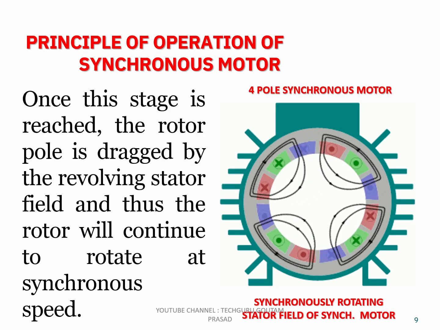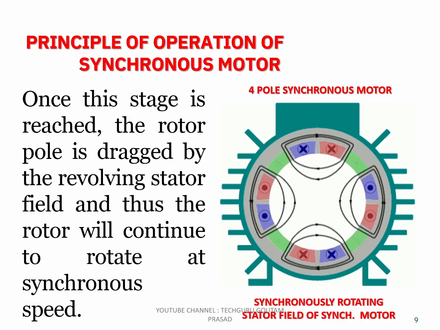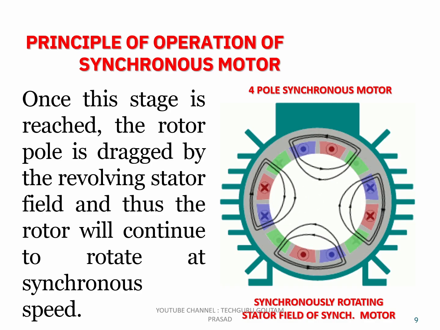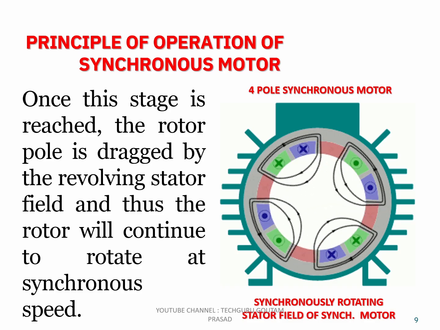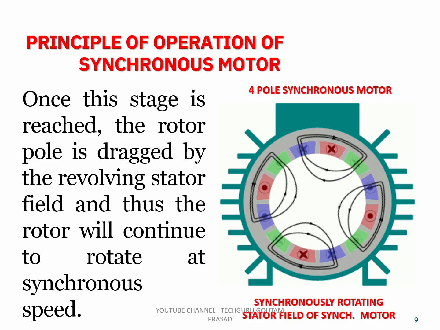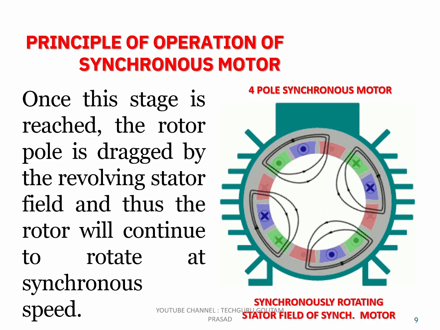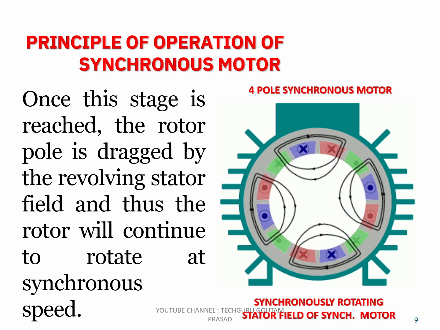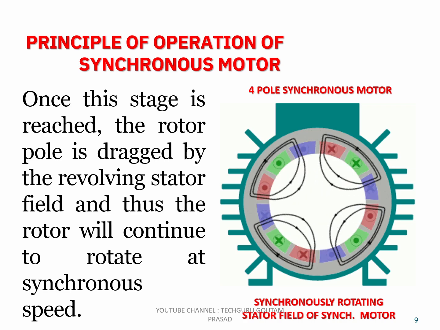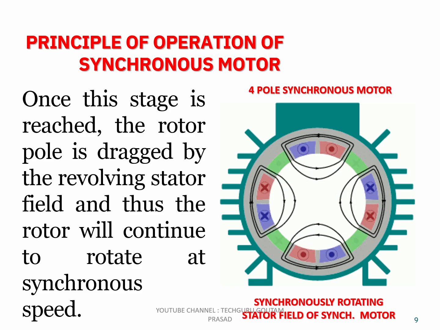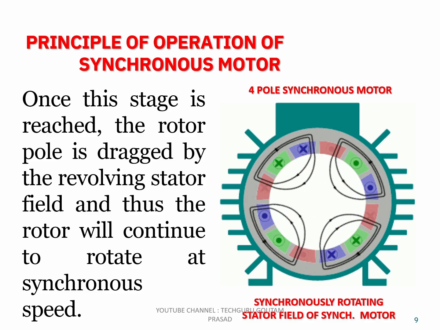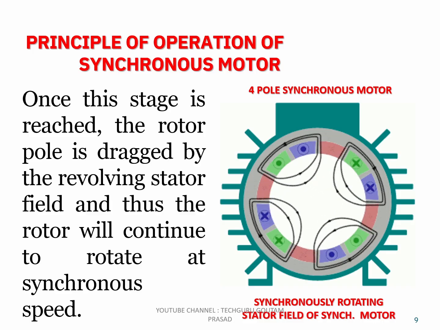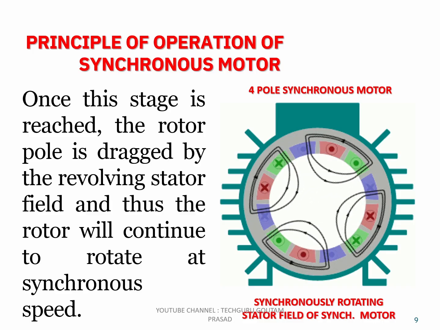So, friends, in this slide, I have tried to show you a synchronously rotating stator field. Here, the stator winding is on the periphery of the stator, and these stator poles are rotating at synchronous speed. You can see these crosses are showing the current going into the paper, in a direction inward from the screen, and these dots are showing the current coming outward of the screen.